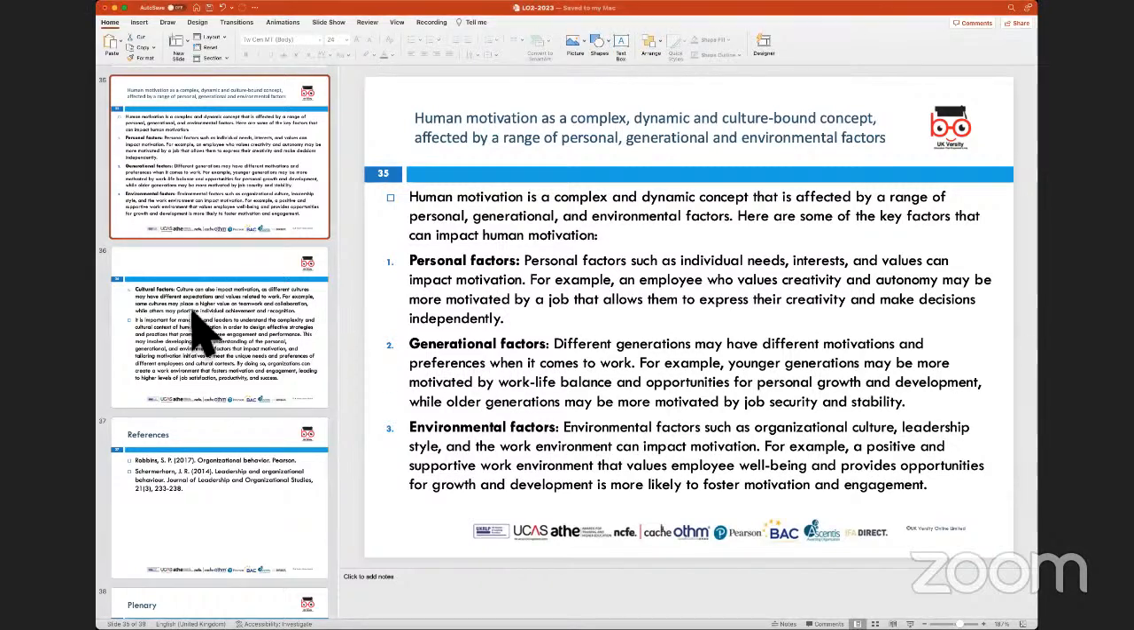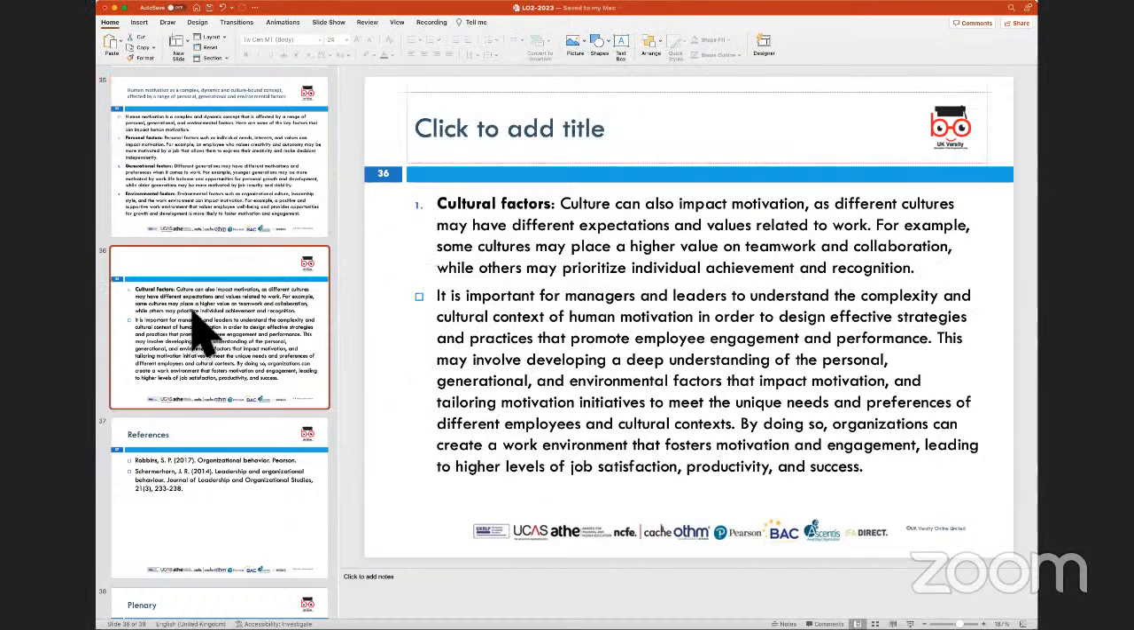Now, there could be one other factor which we generally also consider, and that could be cultural factors. Now, cultural factors can also impact motivation. This could be because people coming from different cultures and different backgrounds would bring across different expectations, and that would also be creating conflicts maybe at the place of your work.